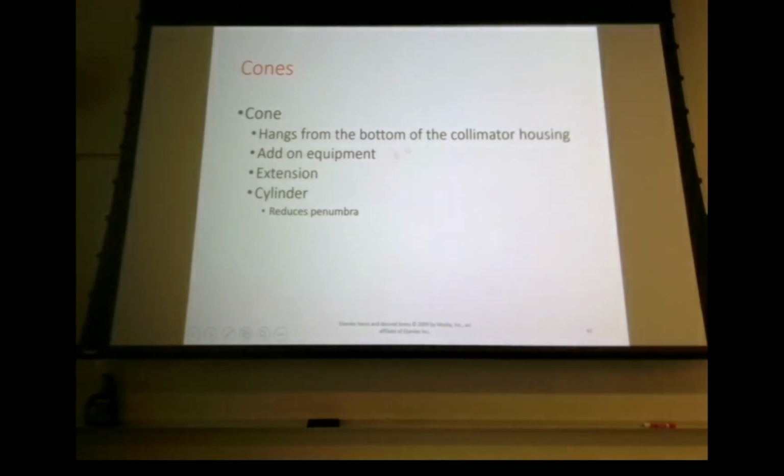So the cone hangs from the bottom of the collimator housing, add-on equipment. It could be an extension, or it could be the cylinder. It could be a cylinder rather than a cone. But the cones might increase penumbra.